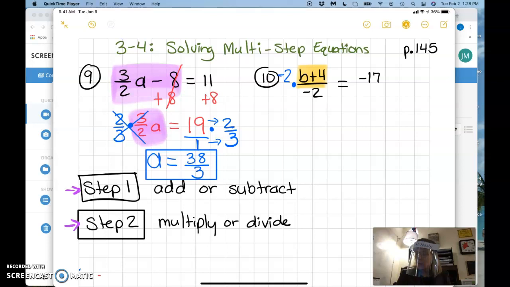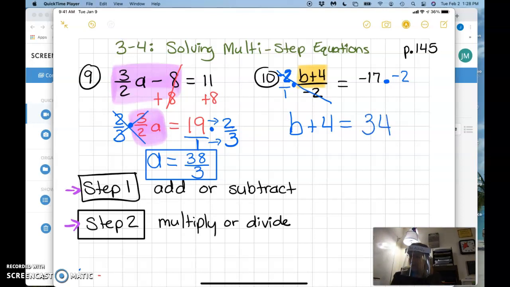So I'm going to multiply. I'm technically multiplying by negative 2 over 1, but I'm just going to say negative 2 on that side. And then the negative 2's are going to cancel out on that side. So I'm just left with what? Negative 17 times 4. What else? B. B plus 4 on this side. Good. And then negative 17 times negative 2, what is that? It's a positive 34.